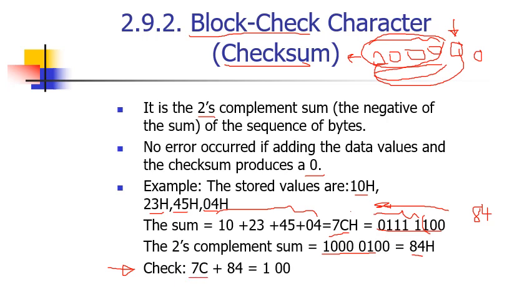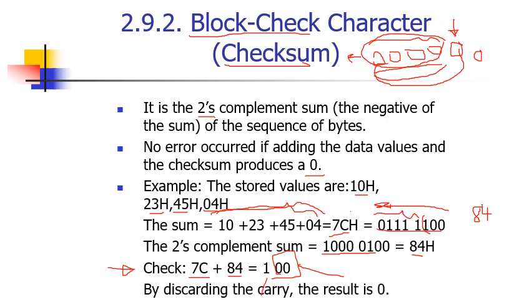you add the sum of the sent 4 bytes to this two's complement. Disregard the carry. If you get a 0, it means these 4 bytes have been received correctly. This is the checksum. Otherwise, your data is incorrect and you would have to ask the sender to resend you the data again. All right.